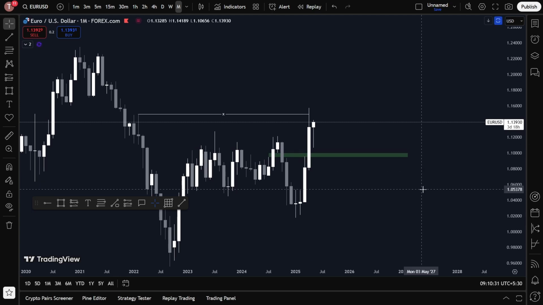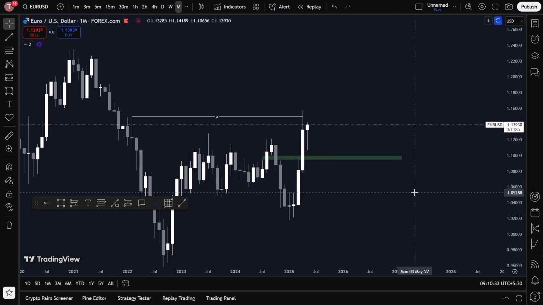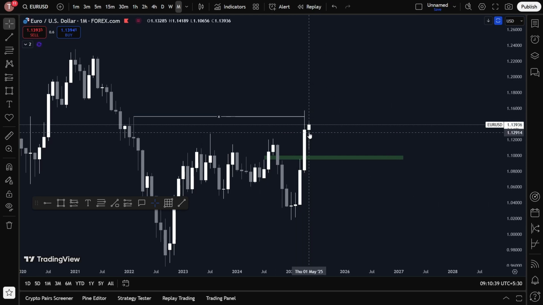So this is the monthly chart of Euro USD, and what we can see is that the price is still in the same range as it was before. We are within this candle's range and the price is moving in the upside direction. So let's move to the weeklies to see what we have in here.